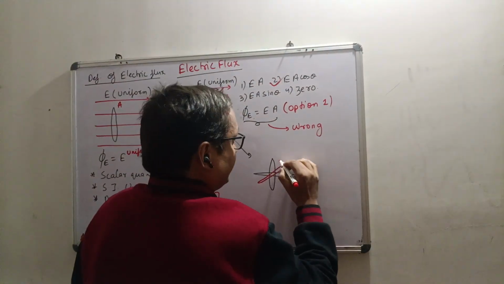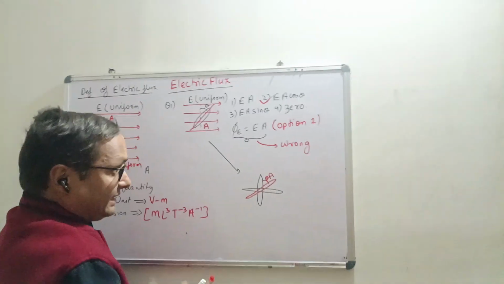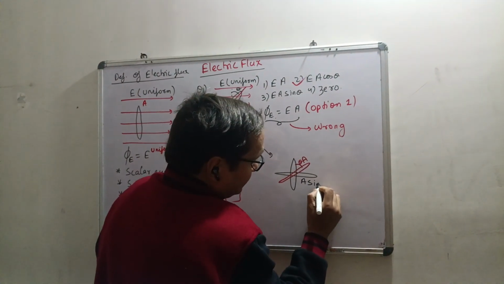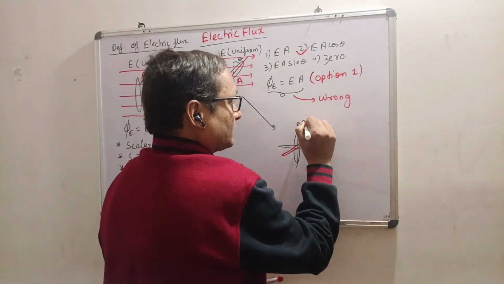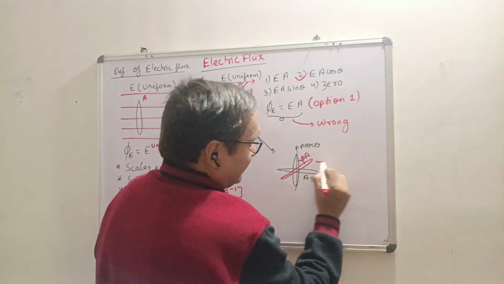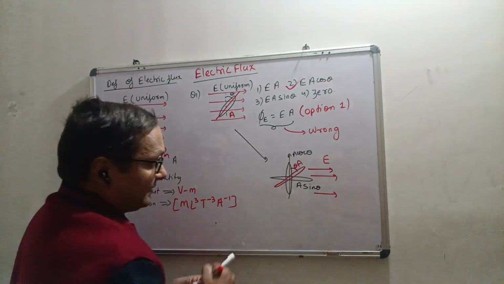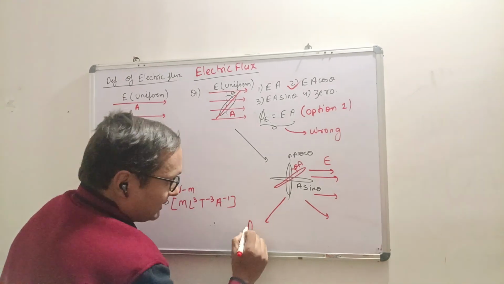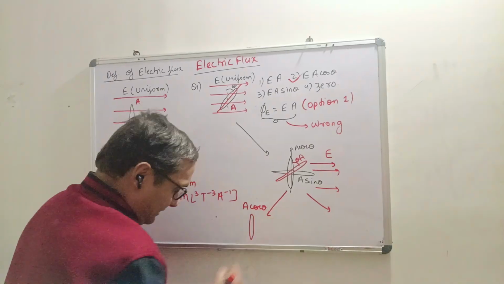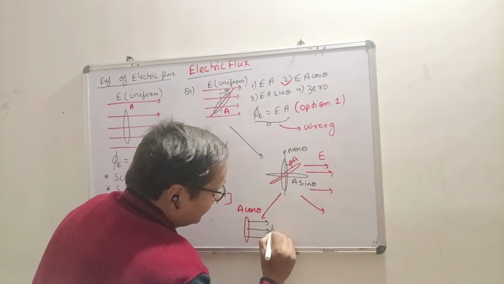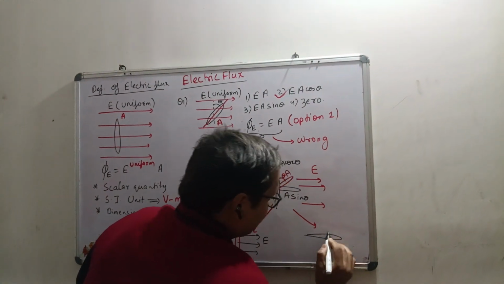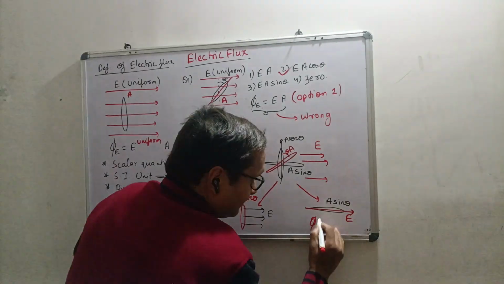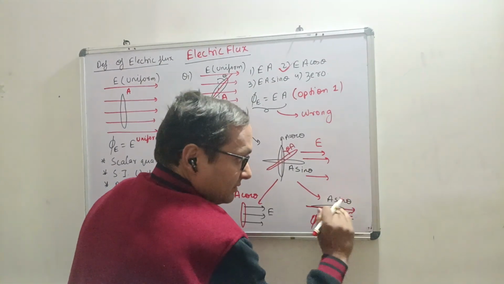My initial area is like this, which is A, and the angle is theta. So I am resolving the area into two components. The parallel becomes A sin theta and the perpendicular becomes A cos theta. And my field is given like this, which is uniform. So I can divide this scenario into two parts, in which one area is perpendicular to the electric field lines. Its magnitude is A cos theta, and the electric field is E, which is uniform. In the other case, the area is A sin theta and the electric field is E.